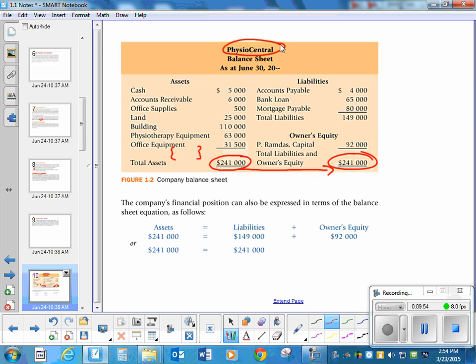When we're recording the capital, we always want to use the company or the owner's name, so P. Ramdas, to show that that is her capital in this business. Because some businesses have more than one owner, and you'd have to list them separately. Okay, the second thing here on the bottom is total liabilities and owner's equity. So like I had said, total liabilities and owner's equity. To get the 241,000, we added the liabilities and the owner's equity or the capital. Okay?